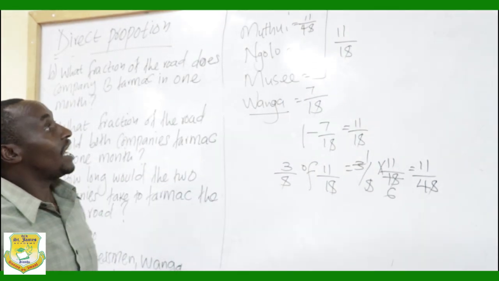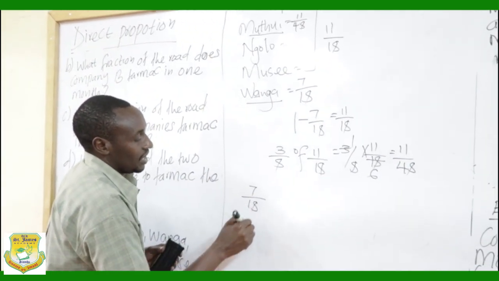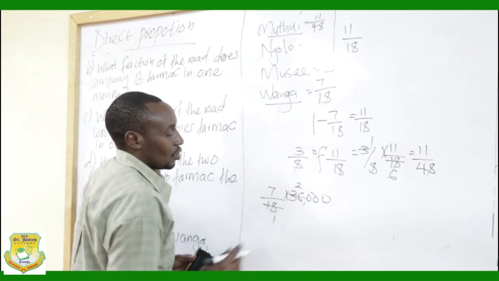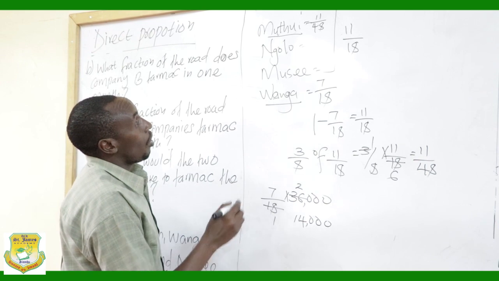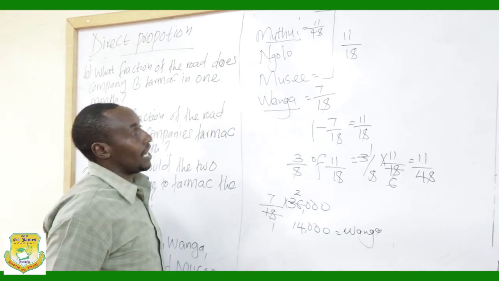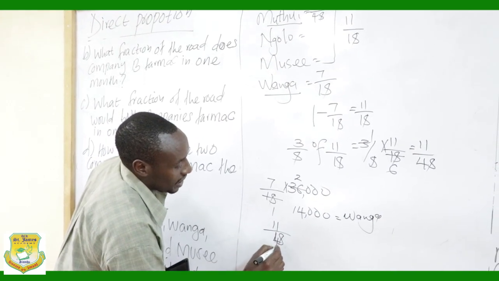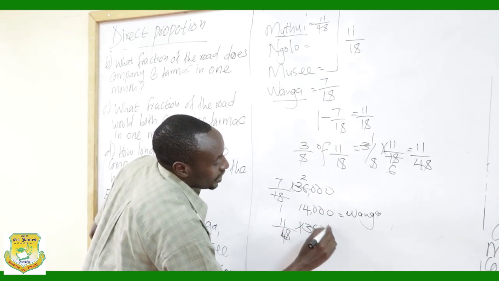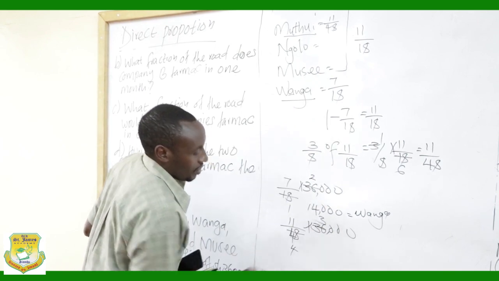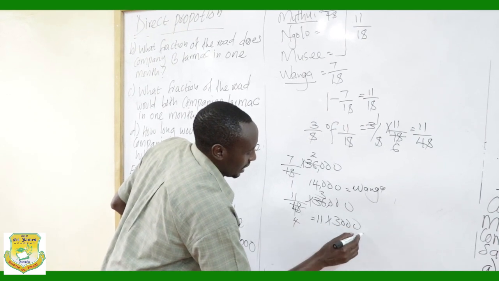So from there, I can get the share Mbui got and Wanga got. I take 7 over 18 times 36,000. By 18, 1, by 18, 2, 18,000. So Wanga got 14,000. Mbui got 11 over 48 times 36,000. By 12, 4, by 12, 3. I get 3,000, so it equals 11 times 3,000 divided by 4.